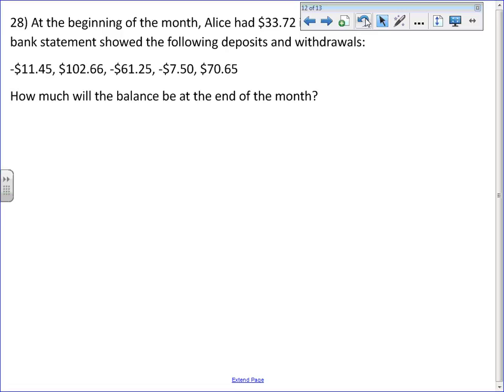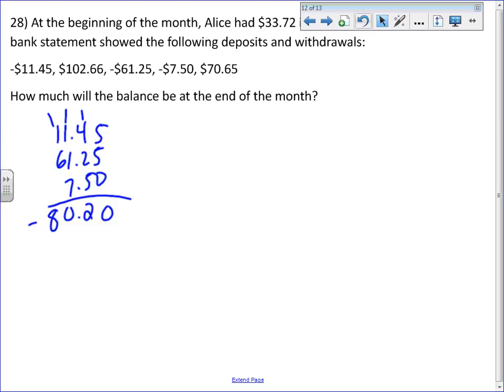I would add the negatives first, then the positives. Do it that way. So negative 11.45, negative 61.25, and negative 7.50. Since they're all negative, I add normally. And I get negative $80.20.